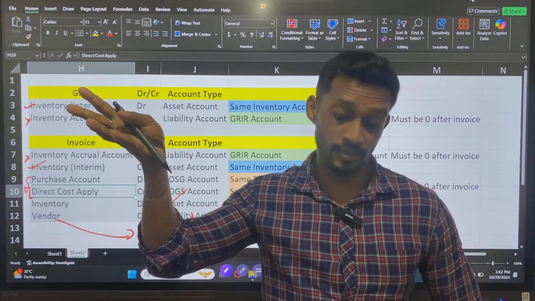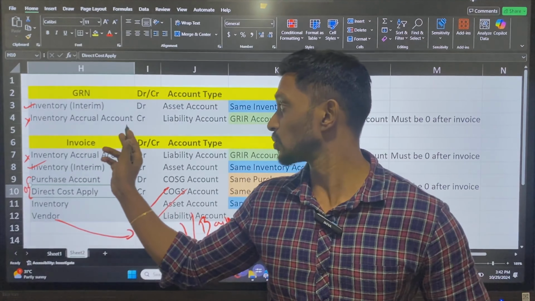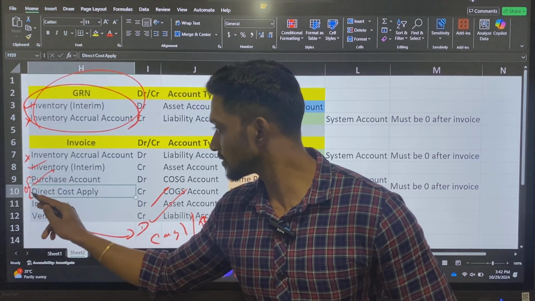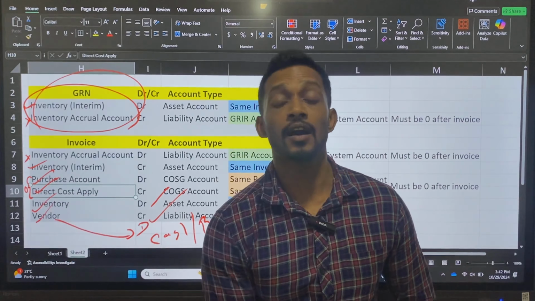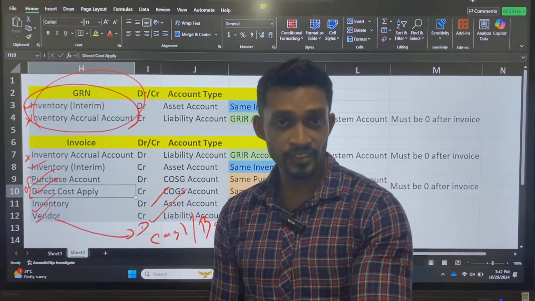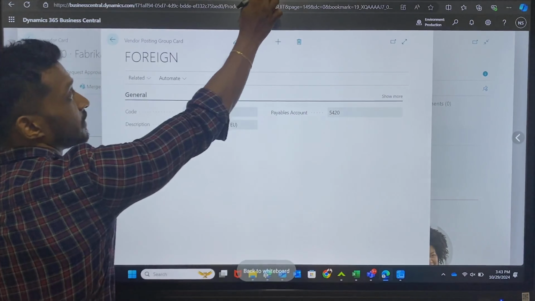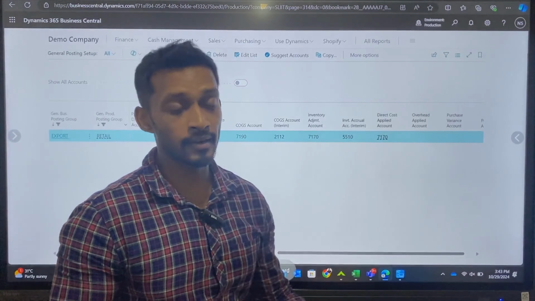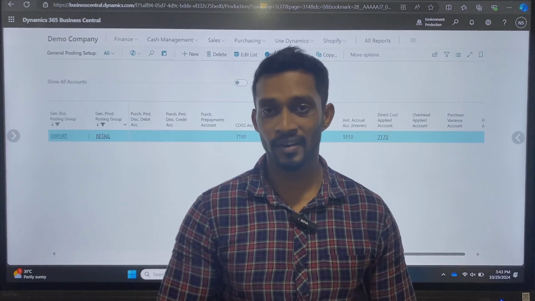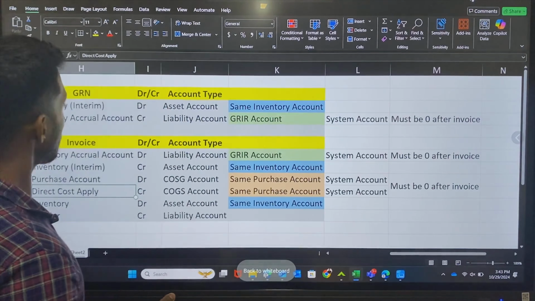That's what happens in the purchase module in Business Central, especially when you are purchasing with GRN and invoice separately. If you do both together, generally these two accounts do not appear. You will only get the purchase, direct cost applied, inventory and vendor accounts. So if you are a Business Central consultant, try this. First of all, set up these things in Business Central, especially inventory posting setup as well as general posting setup, understanding the tables we have to set up. Then try some scenarios, and you can get a proper understanding of this transaction as well as these accounts.